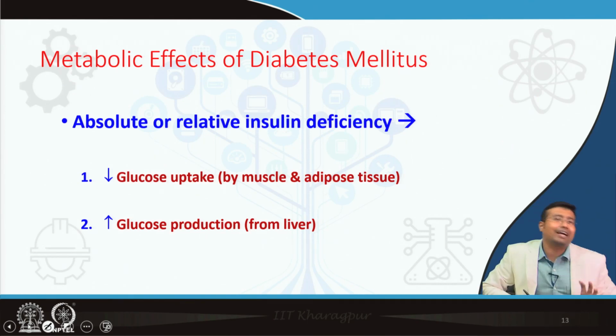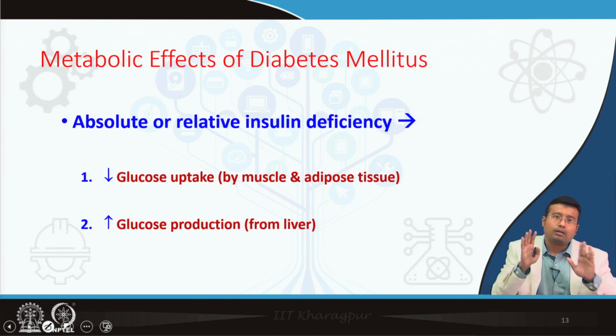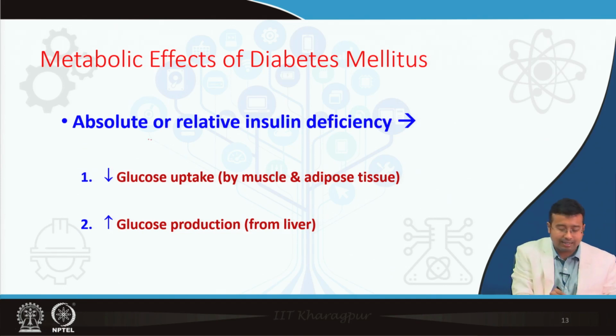Now what is the exact metabolic alteration that happens, right? Two things. Basically, the roles of insulin are reversed in diabetes mellitus, because there is either an absolute or relative, meaning functional, deficiency of insulin.